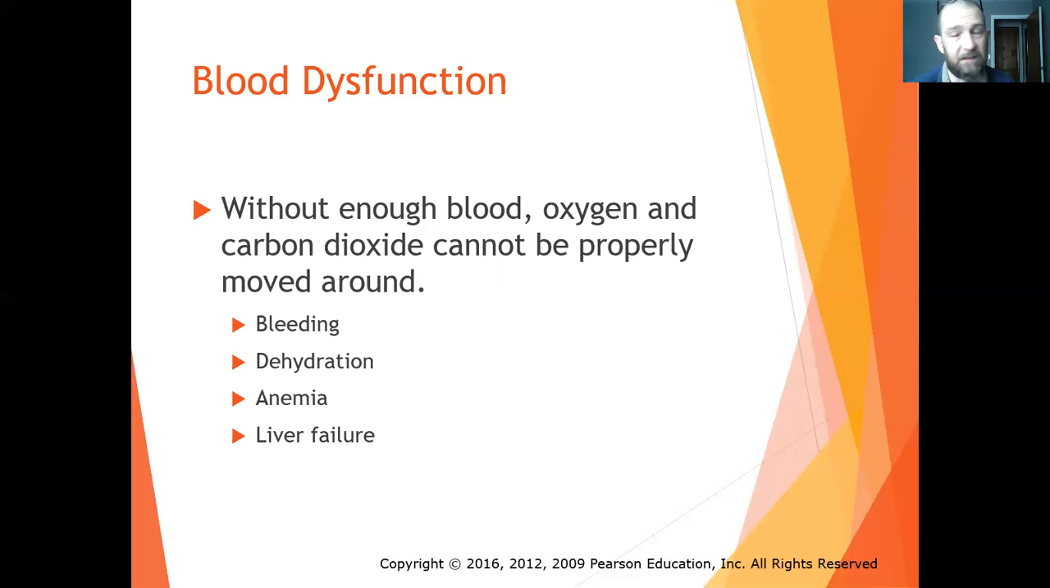If we get severely dehydrated, the blood gets dehydrated as well and can't do its jobs. Anemia is a lack of good red blood cells to carry oxygen. That's a problem. Liver failure is a problem. The liver, as we know, detoxifies and cleans the blood, and if that environment is allowed to become highly acidic, then we're not able to carry enough oxygen around. So all of these things can lead to blood dysfunction.